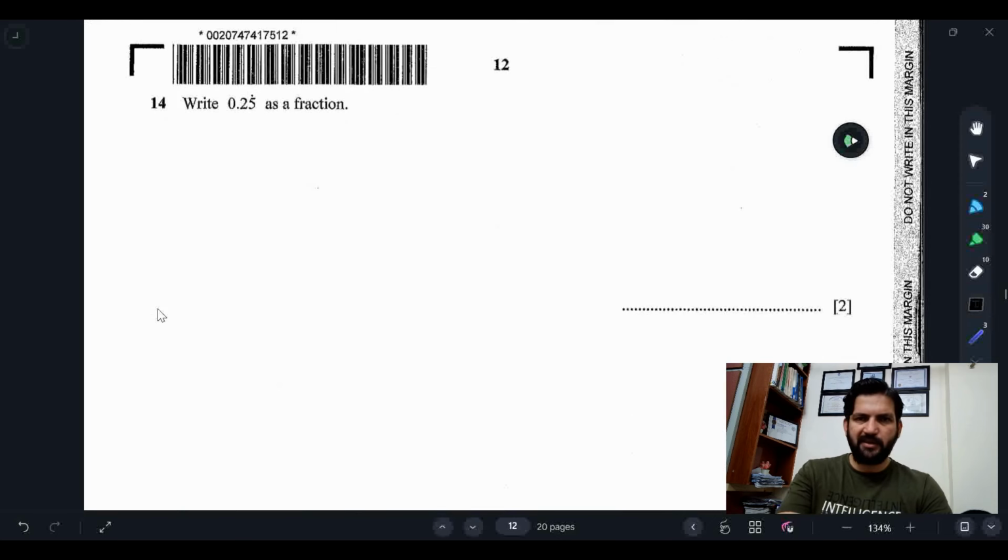I hope that this thing is clear to all of you. If there is a slight change in the final answer, it's acceptable in this one. Let's move to question number 14.